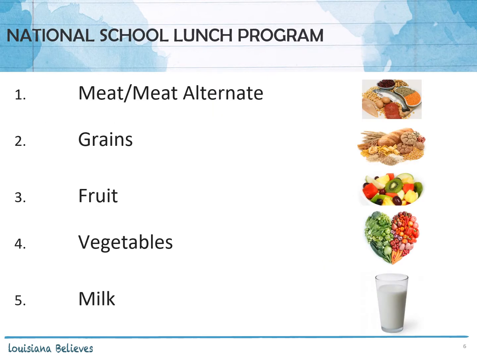The National School Lunch Program meal pattern requires that all 5 components must be offered daily: meat alternate, grains, fruit, vegetables, and milk. For lunch, meat alternate is a required component, unlike with the school breakfast program.